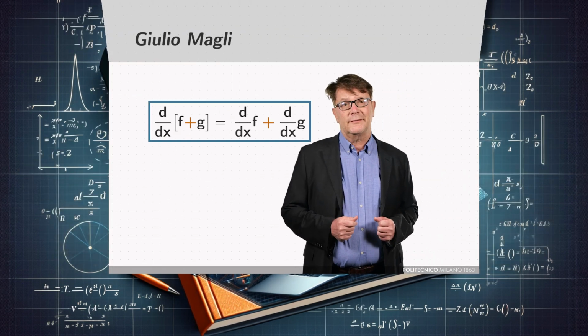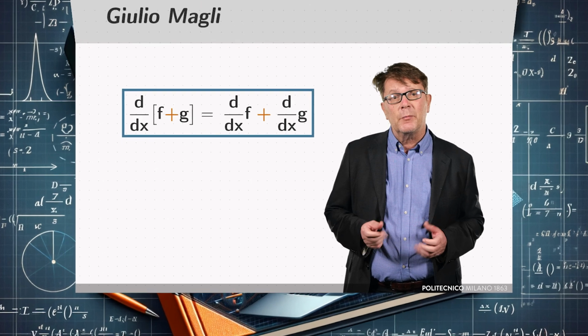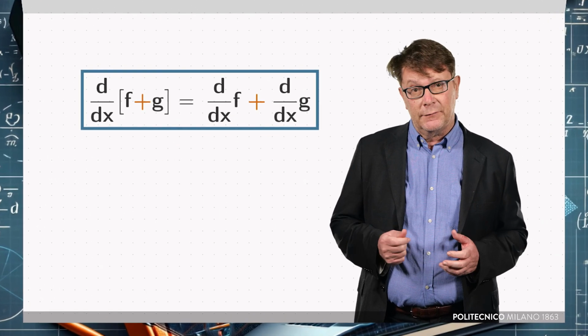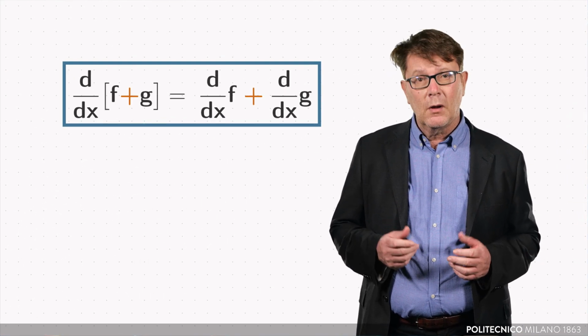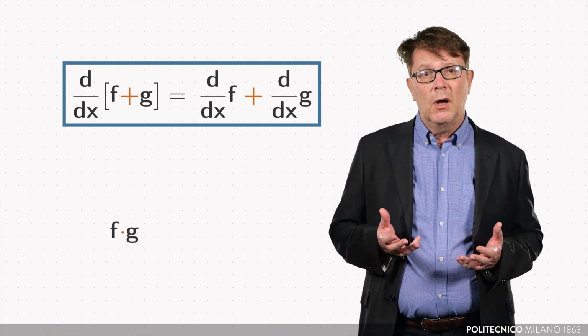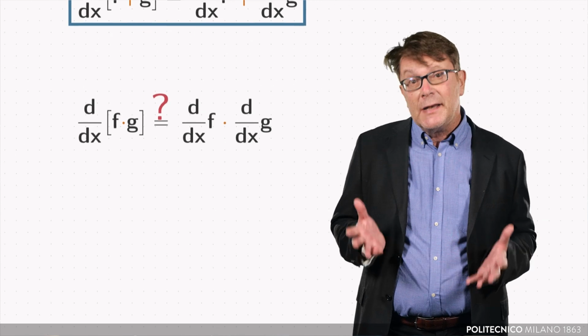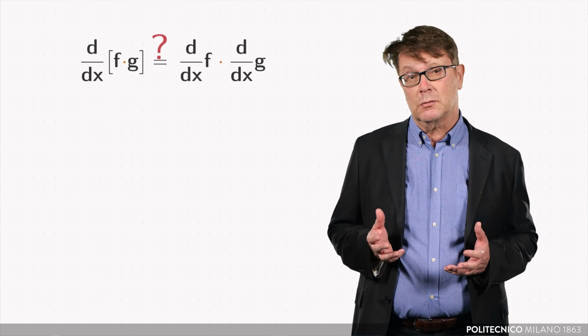We know that, given two functions f and g, the derivative of their sum is the sum of their respective derivatives. Now consider the function f times g. We might think that the derivative of the product is the product of the derivatives, but it is not so.